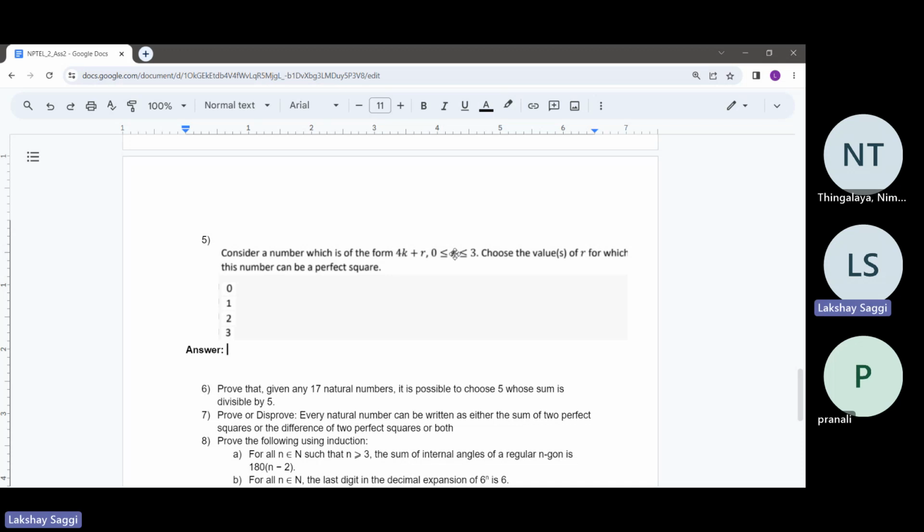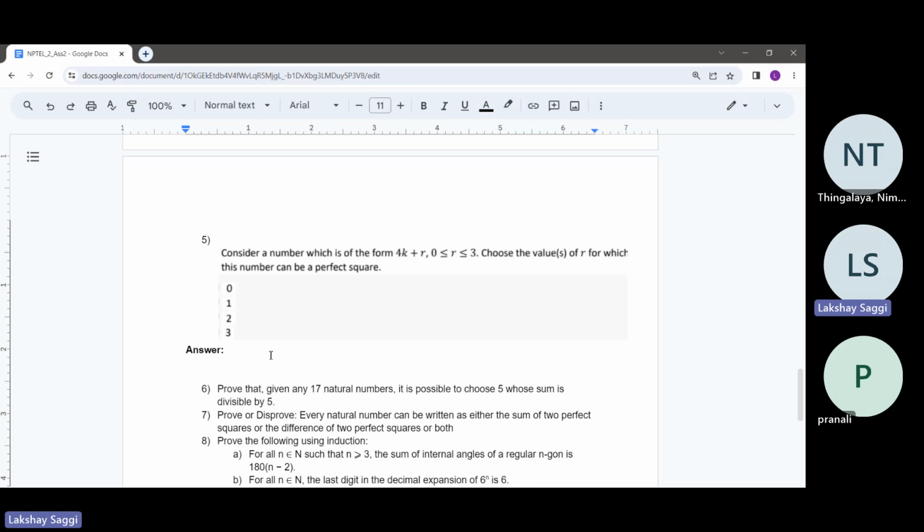Now what we want to show is to choose the values of r for which this number can be a perfect square. Any number can be written in the form 4k plus r, and there will be a unique representation of that number. Like the number 10, the only way in which it can be written is 4 into 2 plus 2, assuming r is between 0 and 3 only. So there will be a unique representation for every number. So now the question asks to choose the value of r for which this number can be a perfect square.